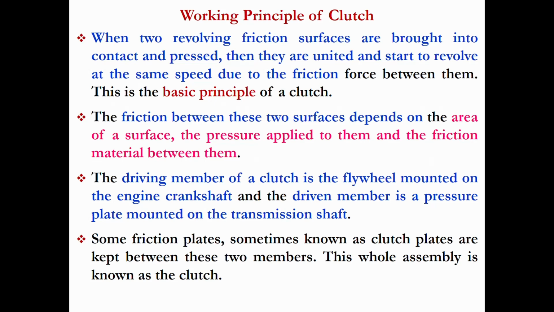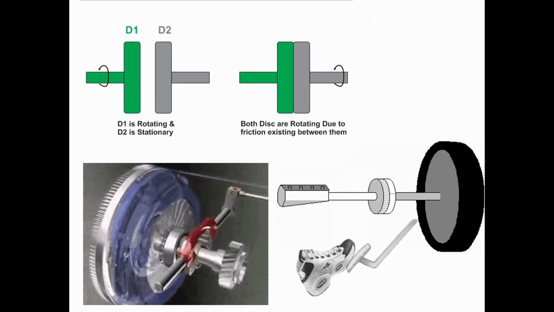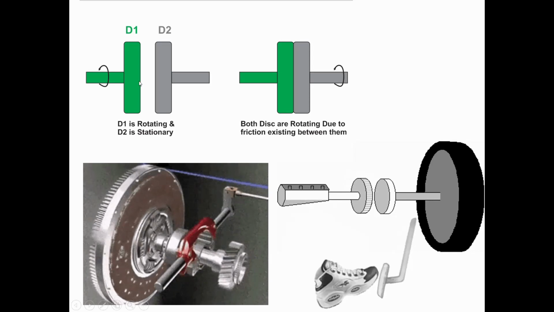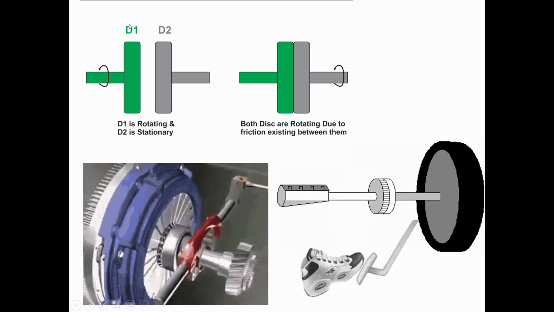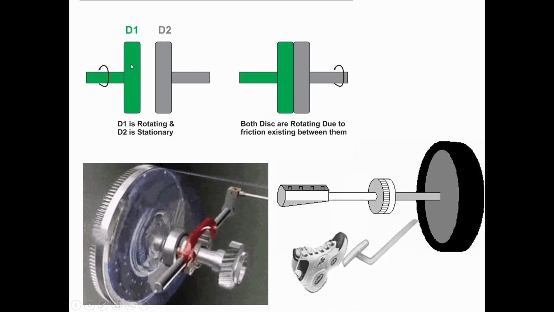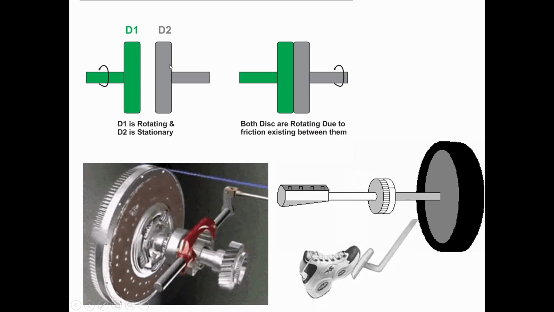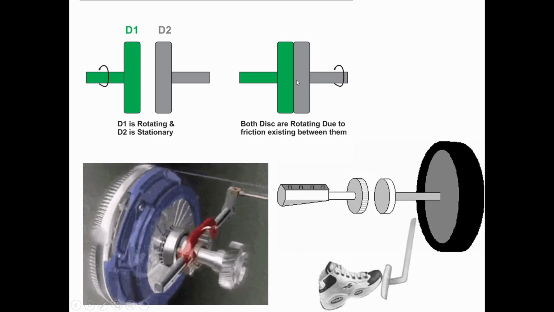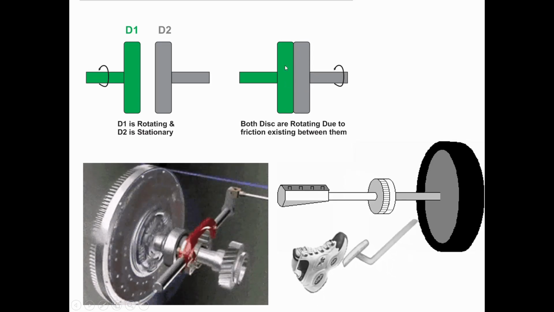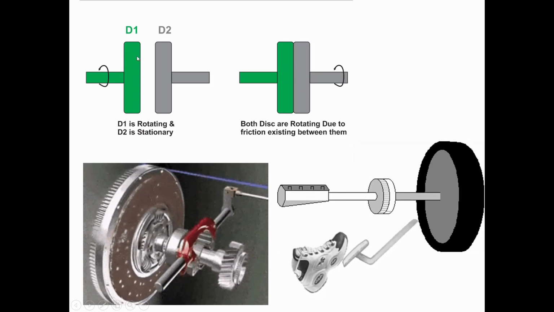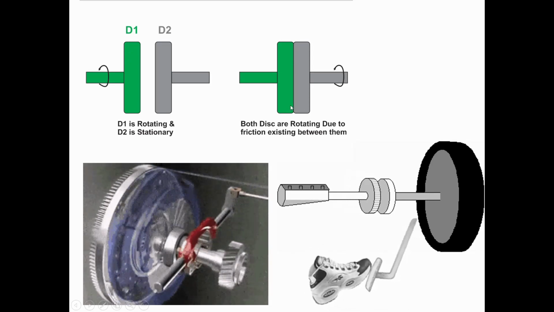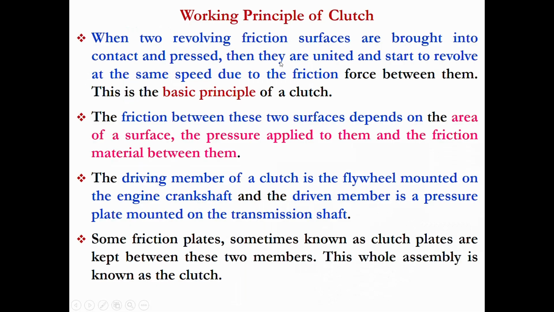Then the working principle of a clutch. We all know about power transmission between two discs when they are separated by a distance. Here there are two discs, D1 and D2. Assume that both discs are rotating. If there is a gap in between, the power will not be transmitted from D1 to D2. But when they are in contact, the power will be transmitted from D1 to D2 through friction. So this is the working principle of a clutch.